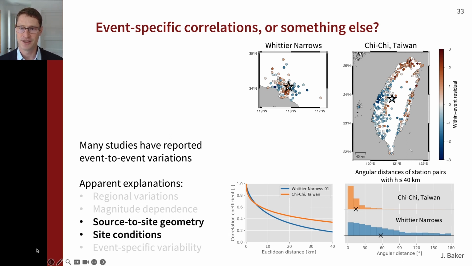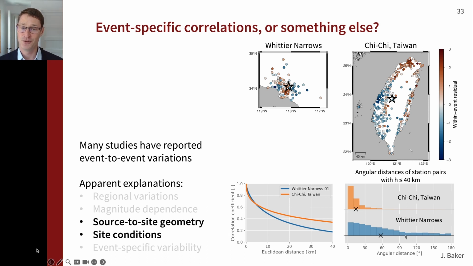And so two stations that are relatively close to each other may be far from the rupture and may have had quite similar wave propagation paths to them. And so we can see that if we take all the pairs of stations from these two data sets that were less than 40 kilometers apart, which is kind of the distance shown on this correlation plot on the left, and we look at the histograms of this angular distance, so what was that distance between the azimuths? The Chi-Chi pairs of stations tend to have quite similar angles relative to the rupture, whereas the Whittier Narrows pairs of stations were much more likely to have angular distances that were much further apart from each other.